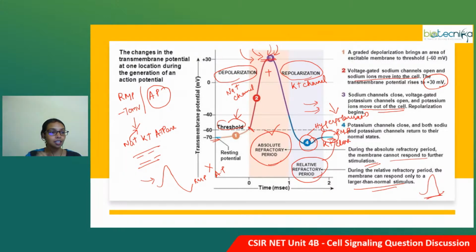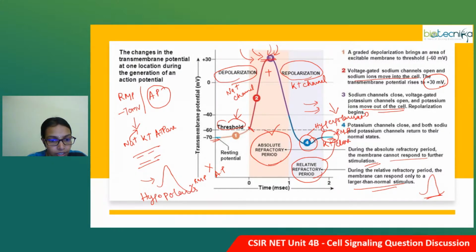Okay. Is this graph clear to all of you? The events, the terminologies, when channels are opening, ions coming inside, ions going outside, are these things clear? Or is there any confusion in this graph? Clear, right? Okay.